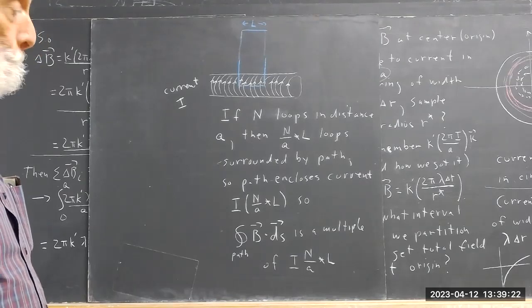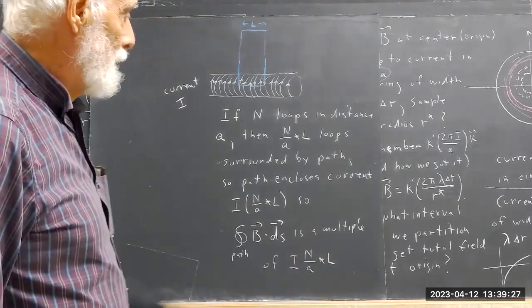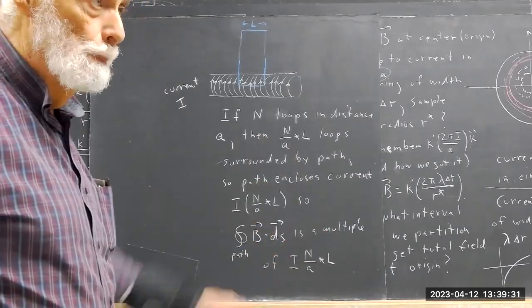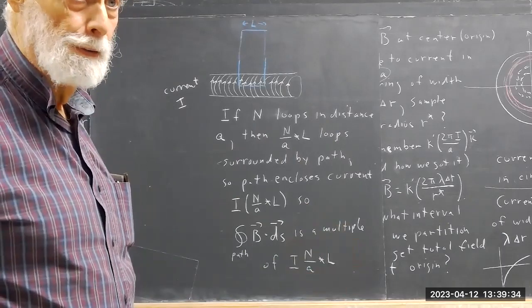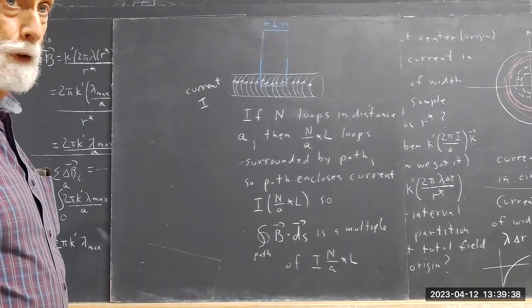Okay. A multiple of I times N over A times L. And it's a known multiple. A universally known multiple. It's just a constant, a universal constant. Okay.